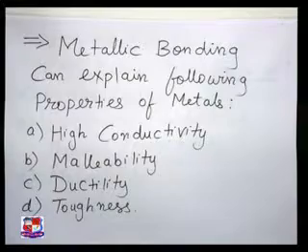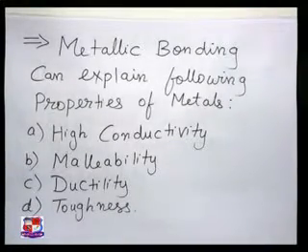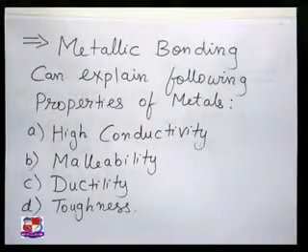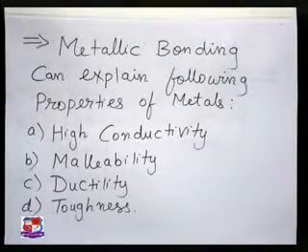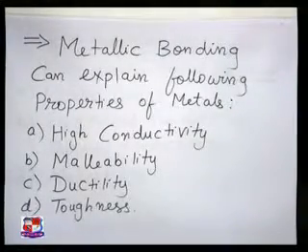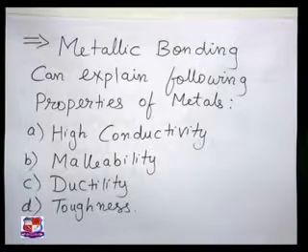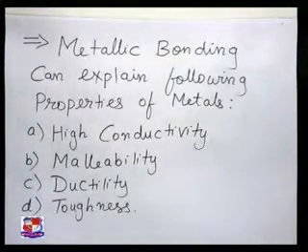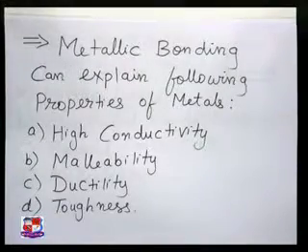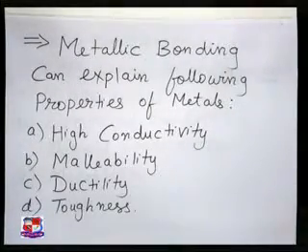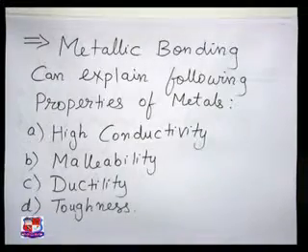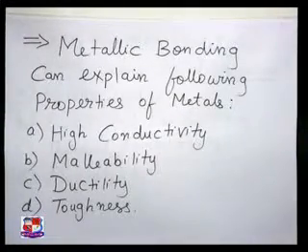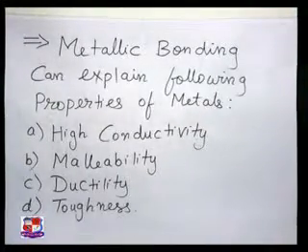We can see here that metallic bonding can explain the following properties of metals. What are the properties of metals? A is high conductivity. You know that metals have high conduction, so that is one property. Second is malleability. Now what is malleability? The property of a metal to be drawn into sheets is known as malleability.